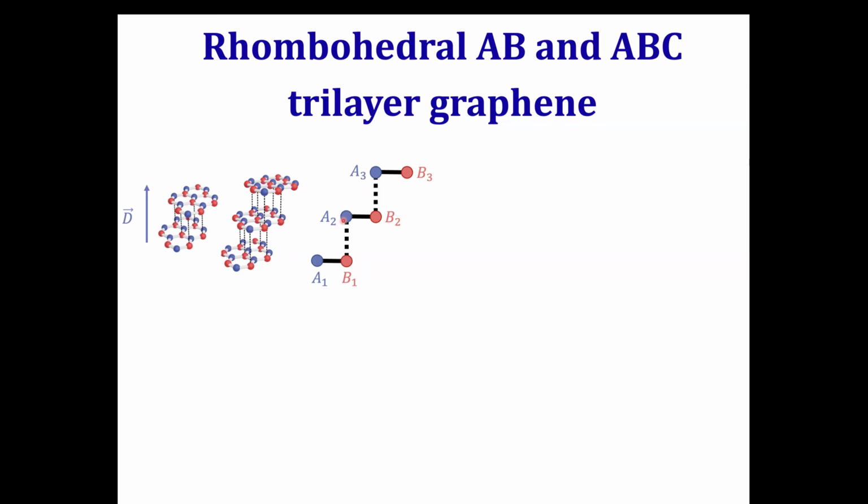What is this picture? Every graphene sheet has 2 atoms per unit cell. This is just a side view of the unit cell. And what's pictured here is a side view of the unit cell of the trilayer. Is that clear?